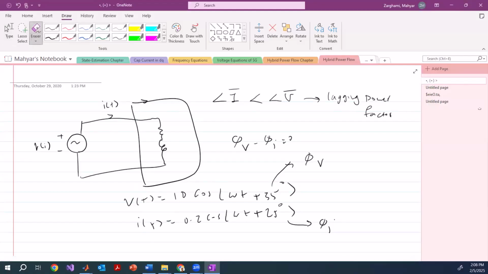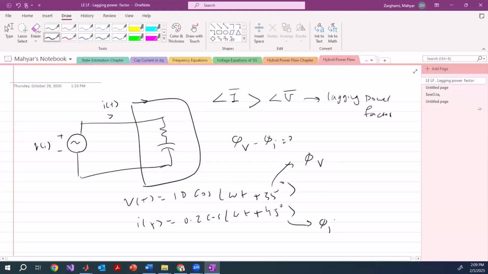But if you have a network that is a combination of overall resistance and capacitance, then the angle that you find for your current would be ahead. So instead of 35, it is, for example, 45 degrees, the angle of current. In this case, the angle of current would be greater than the angle of voltage. So we would have a leading power factor in this case in our network.